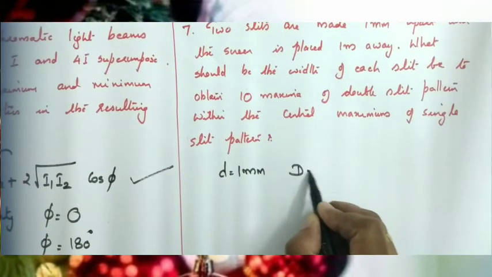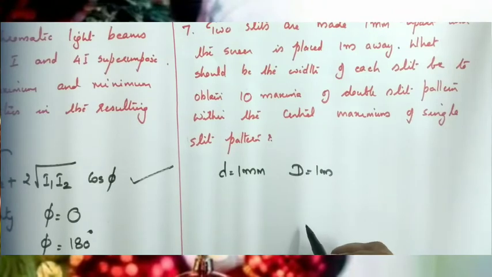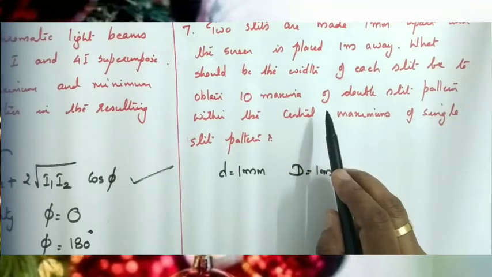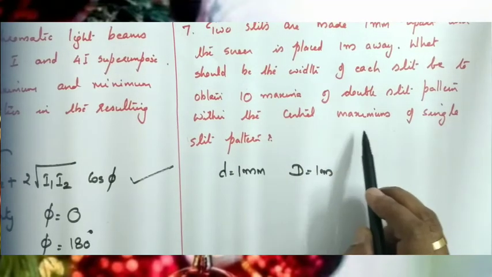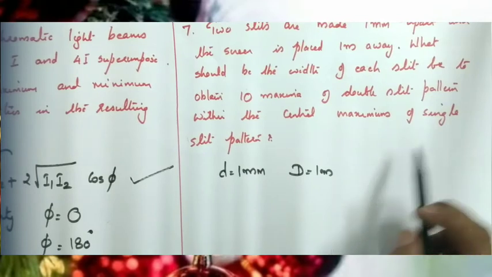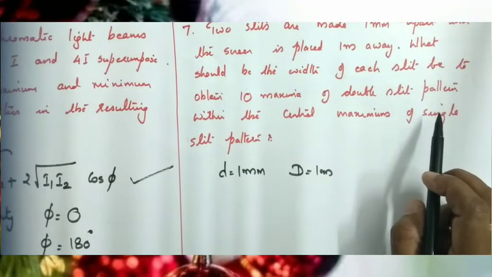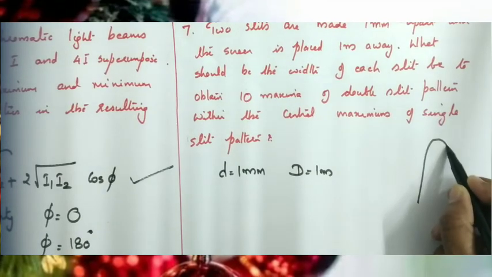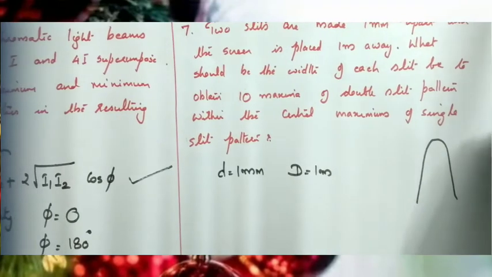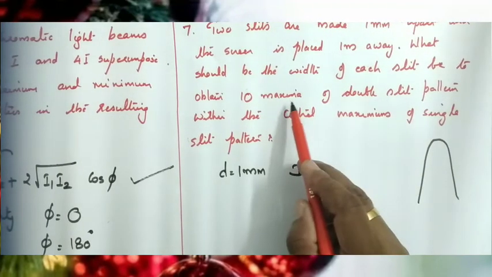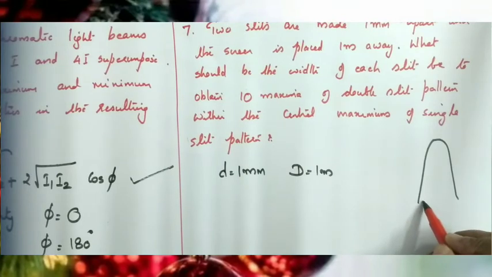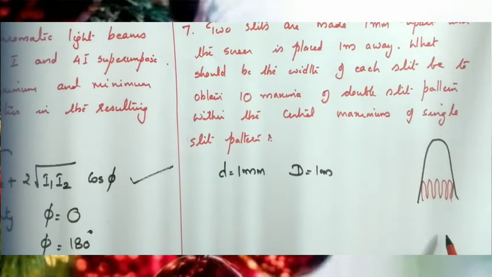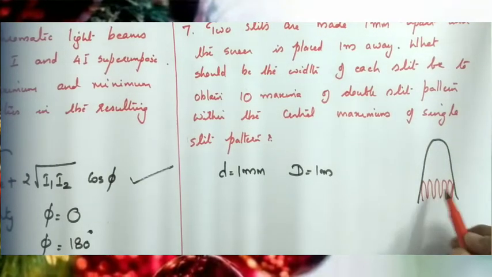The distance between the slit and the screen is given by capital D. It is 1 meter. The question is, what should be the width of each slit to obtain 10 maxima of the double slit pattern within the central maxima of the single slit? Okay, single slit is the diffraction pattern. Double slit means we obtain the interference pattern. So within the central maximum, how many maxima does it consist of? How many maxima means how many bright fringes? It consists of 10 bright fringes like this. So in the central maximum there are 10 bright fringes.